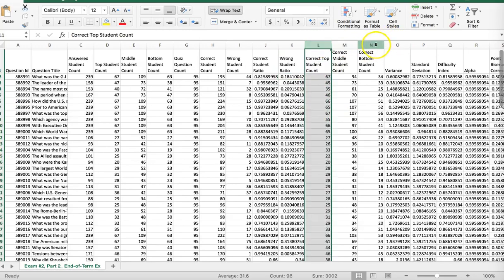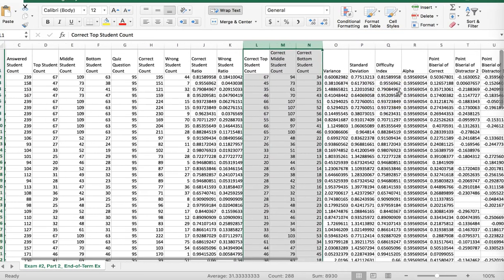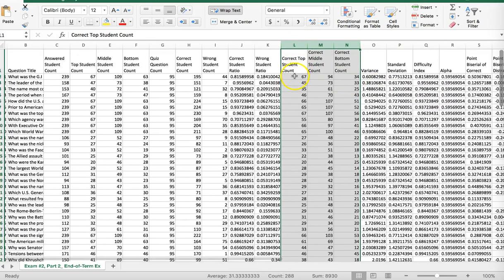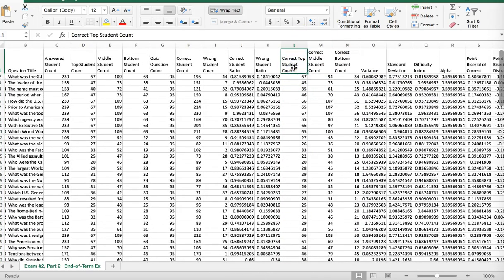Now we start to get into some interesting data, leading to the point biserial. Now we say, okay, of the top students that were identified here, how many of them got it correct? 67. So 100% of the top students got this question correct. Of the middle students who perform moderately, probably a C, how many got this correct? 94 out of 109.